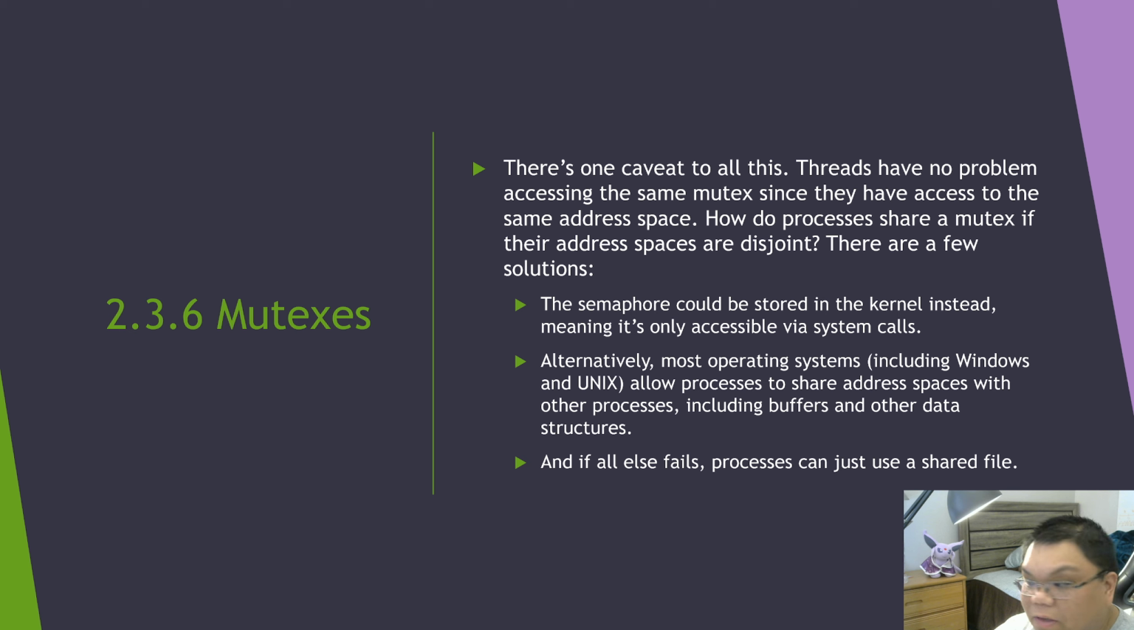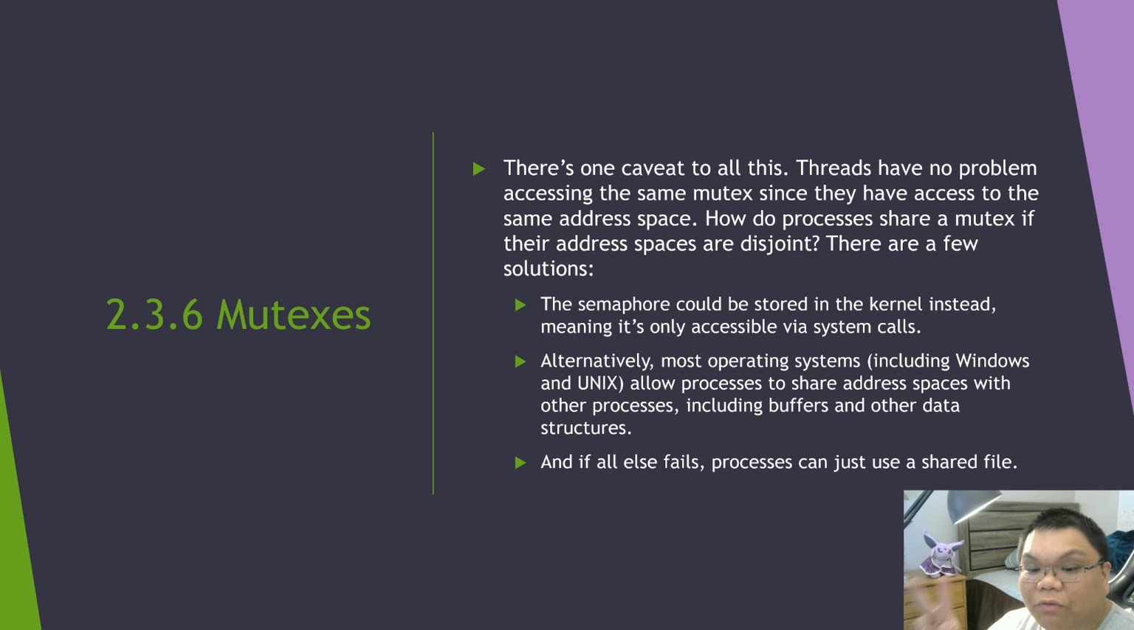The one caveat to all this is this. Threads have no problem accessing the same mutex since they have access to the same address space. Threads of the same process have access to the same data and the same instructions. If there is a shared variable, such as a mutex, they can share it no problem. The problem is, what if you have two processes on two different machines and they need to talk to one another?